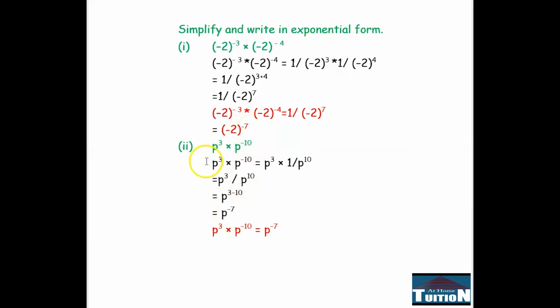Here also, p cube into p raised to the power negative 10 is our next question. If you see here, the base p is the same for both and it is in multiplication. So if the exponents are any integers, positive or negative, we can directly add the exponents. So we can write p raised to the power of 3 plus negative 10. So 3 plus negative 10 is 3 minus 10, which is negative 7. So p raised to the power of negative 7.